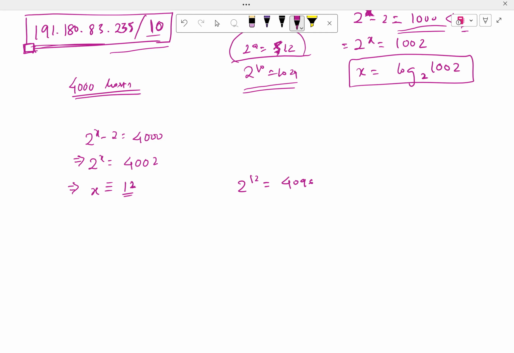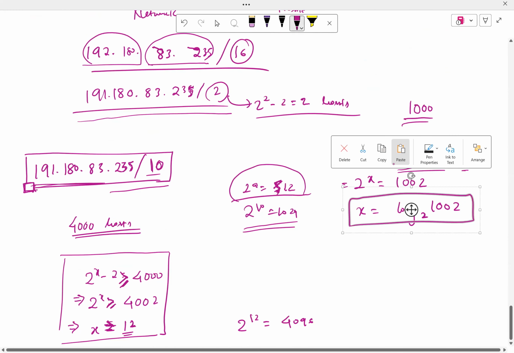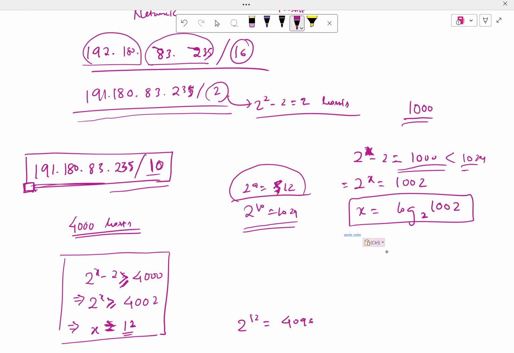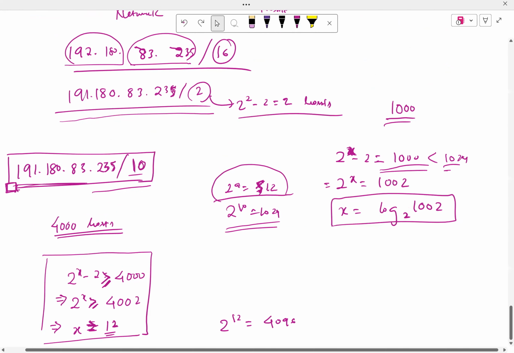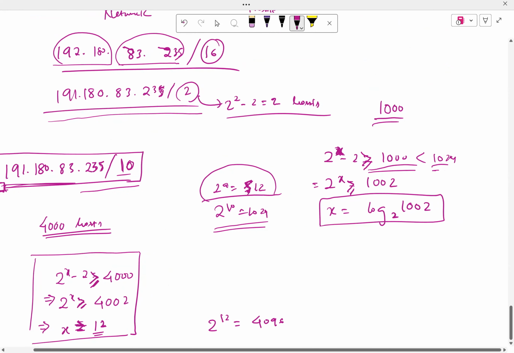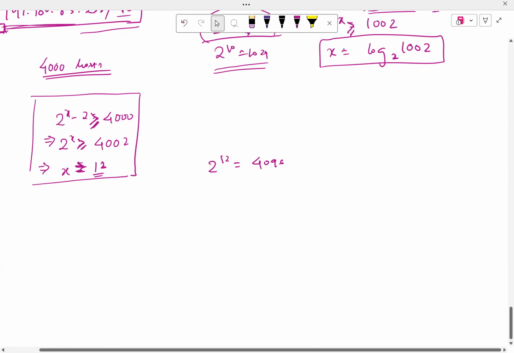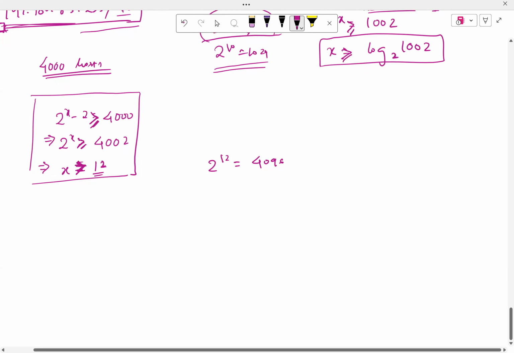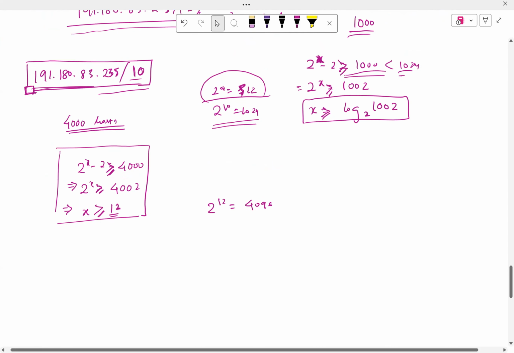You put this as 12 and you'll solve your problem. You can say greater than or equal to, instead of equal to. x should be greater than or equal to this. Okay. So your IP address will look like this.